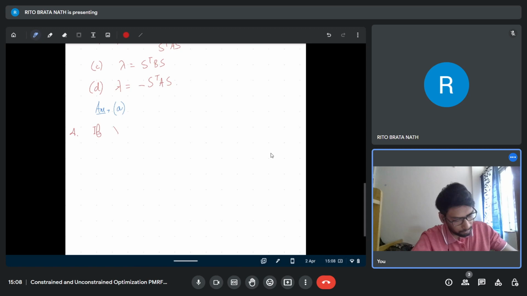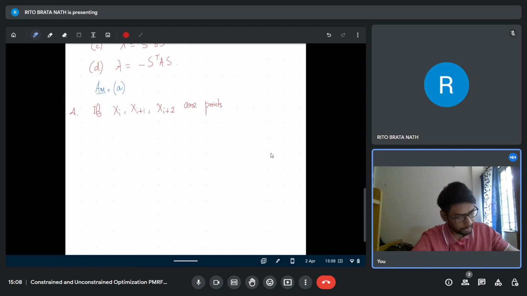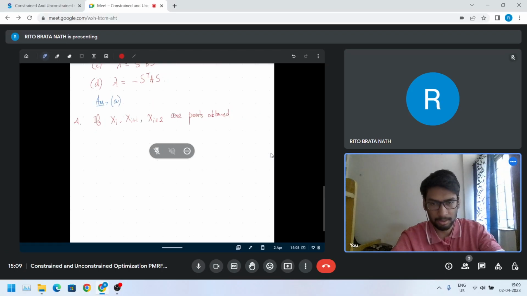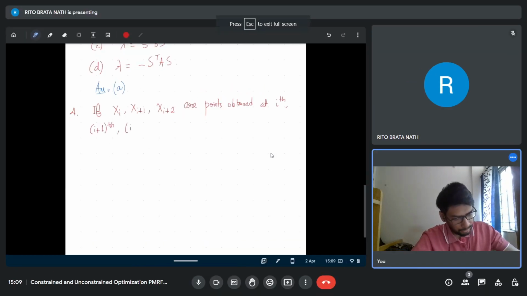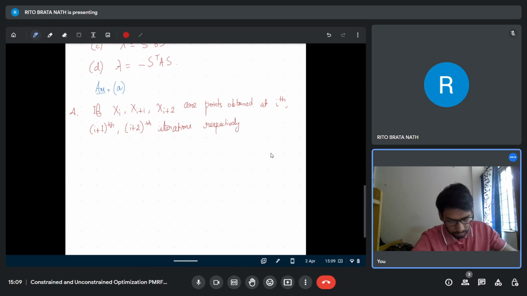If x_{i+1}, x_{i+2} are points, let me check if it is convergent. And there are 2 iterations respectively of the steepest descent method, then which of the following is correct?